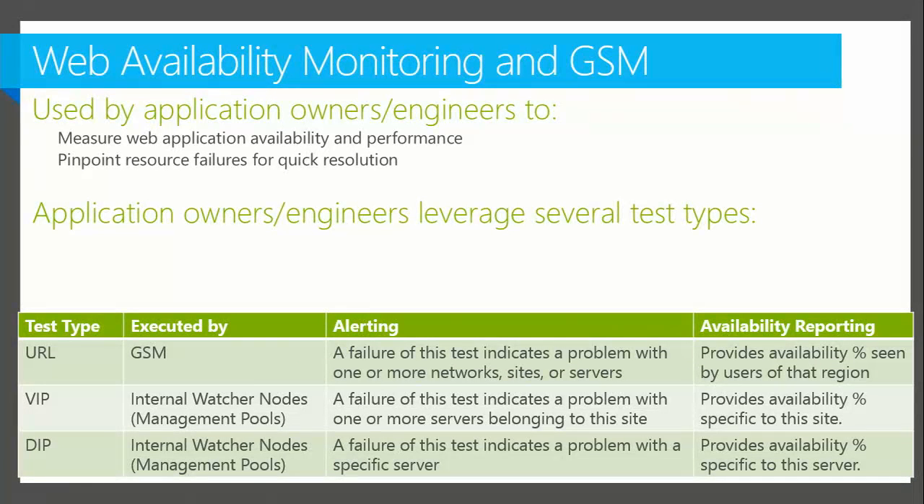What's the end user outside of Microsoft's network experiencing? Then there's two other types, a virtual IP, or VIP test, or a dedicated IP, or DIP test. These are very powerful as they allow the engineer, when we start to see intermittent availability issues with the URL test, using the VIP or DIP test, to actually pinpoint which web cluster or which specific machine is having issues, take that out of rotation immediately, and increase our availability percentage.